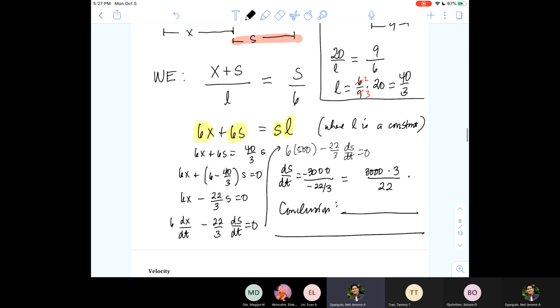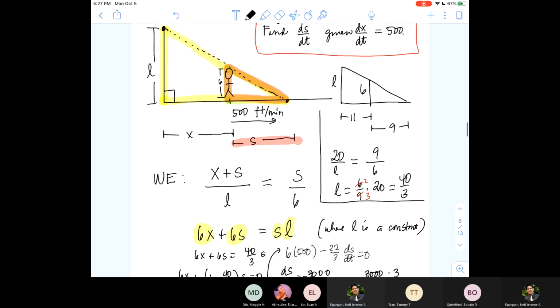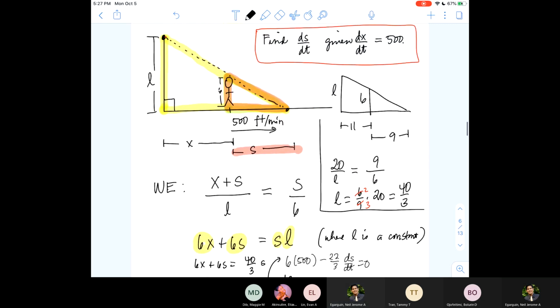But does it make sense to have a positive ds over dt? I'm trying to imagine if this is right. If the man is already here, so that means the shadow he cast would be here. So this length here, at least visually, is longer than this. Right? So that means the length of the shadow is increasing.